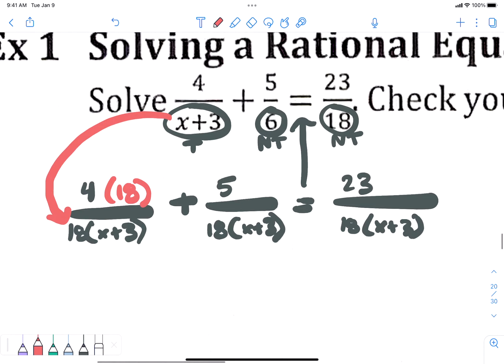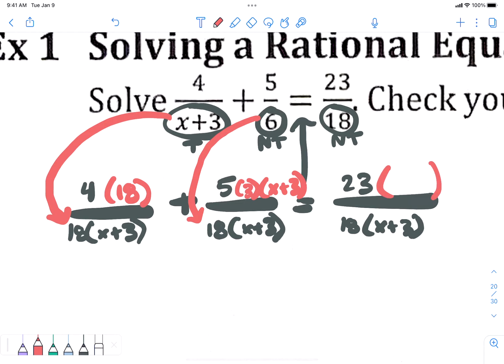Okay. All right, now the middle one is the hardest one. Comparing 6 to 18 times x plus 3. We need a 3 and we need x plus 3. Do we see why it's 3 times x plus 3? Yeah. To get from 6 to 18, we have to multiply by 3. Okay, the last one over here, what does he need? X plus 3. Looking from 18, we've got x plus 3 is missing, so we're going to do that.